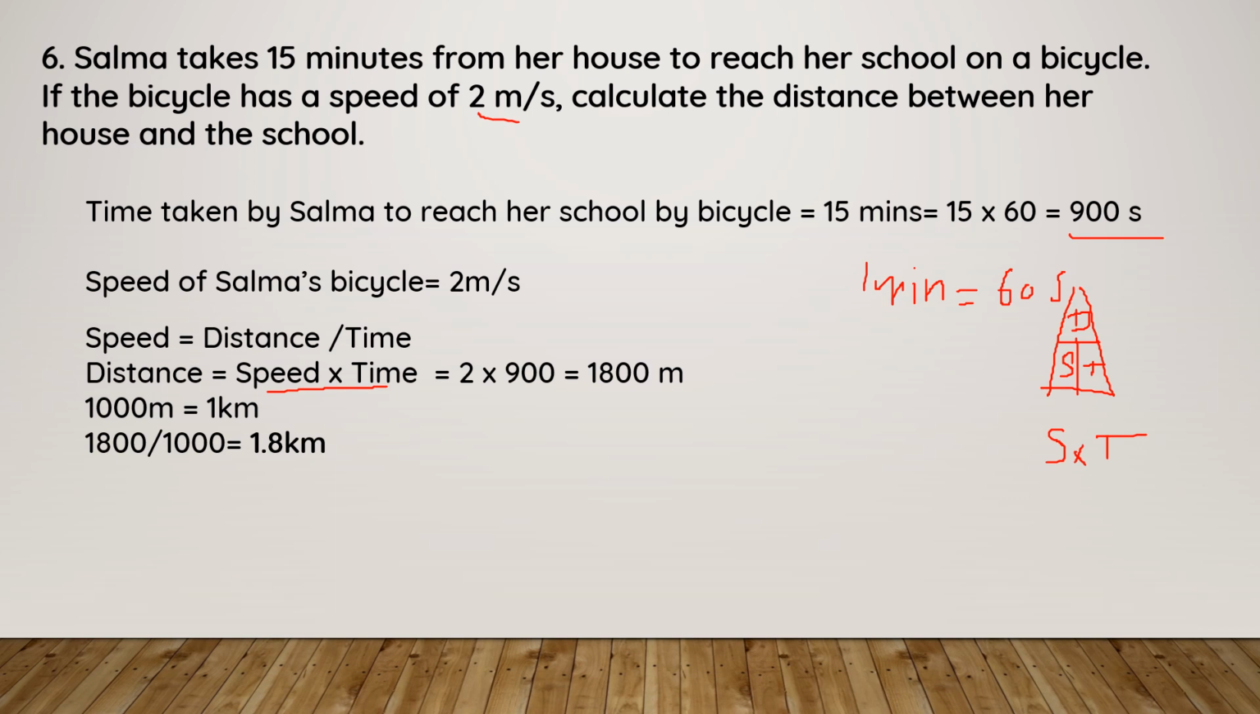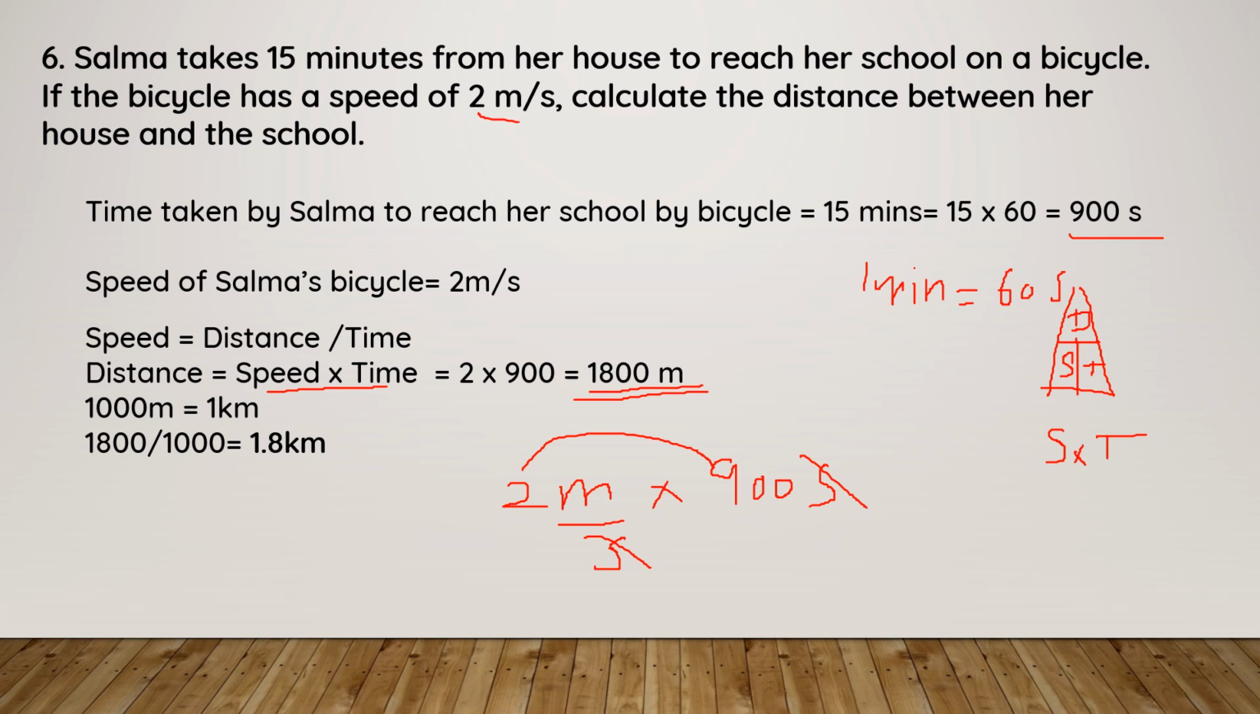So here I just show how to do this. 2 meter per second into 900 second. Here, in the numerator also second, denominator also second, so we cancel these two. So 2 into 900, that is 1800, then meter. 1800 meter. So that is the answer. 1800 meter is the answer.